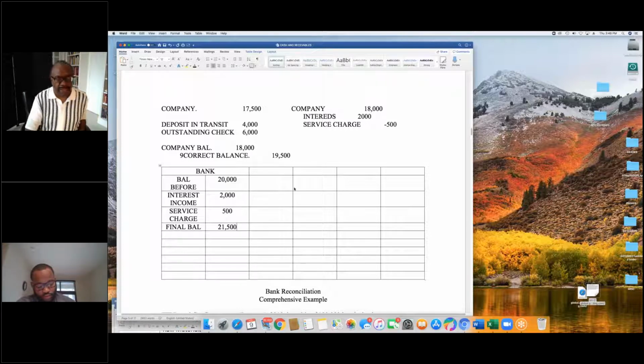So the bank, before it sent your balance out, had 20,000. It gave you interest income of 2,000. It had service charges of 500 for special deposits and debit deposits and things like that. So the bank said its final balance was 21,500. Any questions?